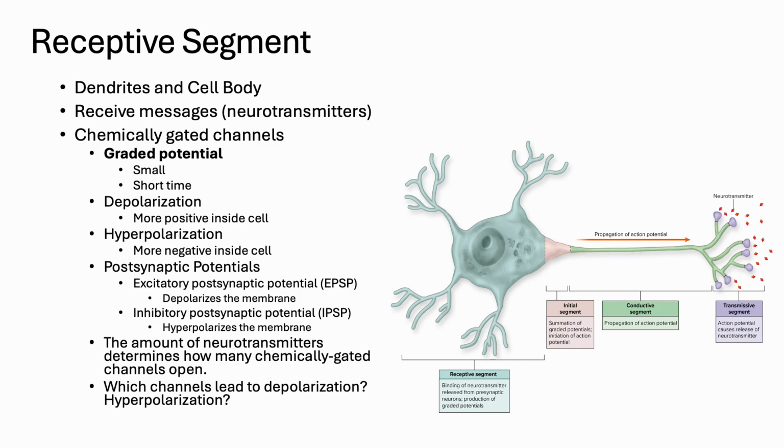Now, I want us to think, let me get my pen turned on here. I just want us to think about the different kinds of chemically gated channels that we find in the receptive segment and what would happen if each of those is opened by a neurotransmitter. So let's start with sodium. Okay, remember in the receptive segment we're talking about chemically gated channels that are opened by neurotransmitters binding, right? So if we have a sodium channel that gets opened, which way is sodium going to move?